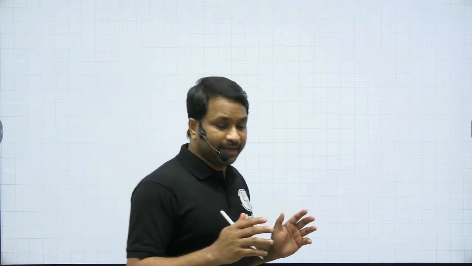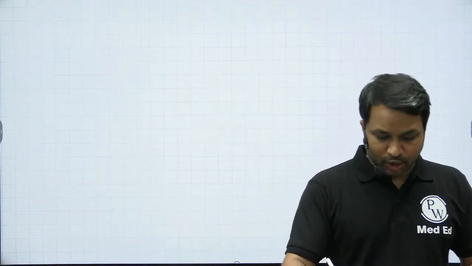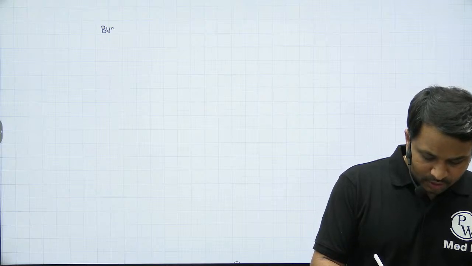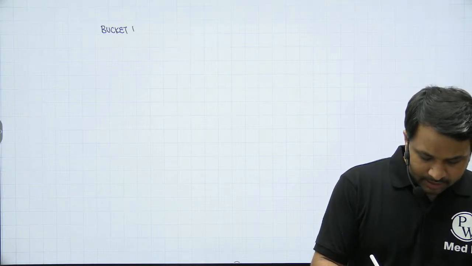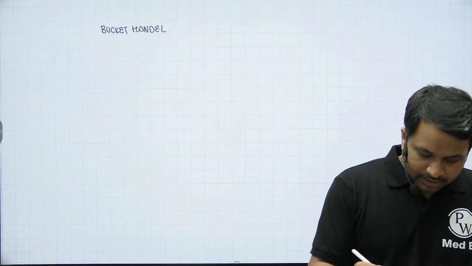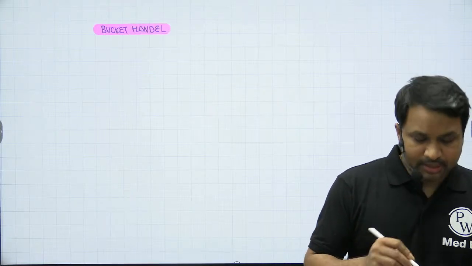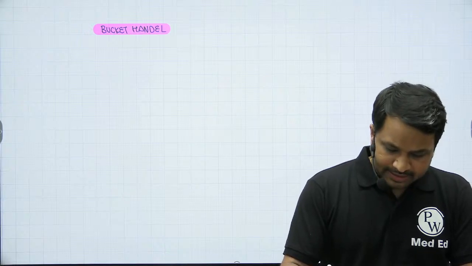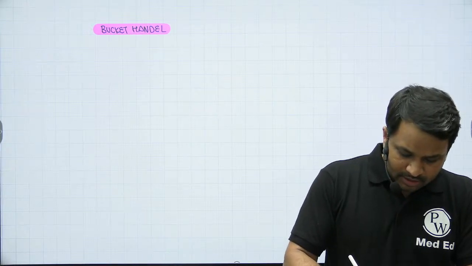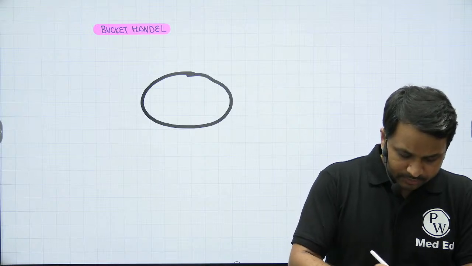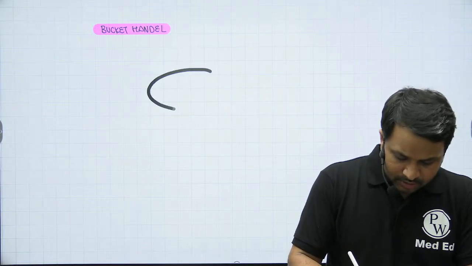What is it that is changing? Any idea? In order to understand the whole concept, you need to understand a small analogy, which is your bucket handle analogy. So let's understand what this bucket handle is. To understand the bucket handle, let's say that this is the bucket that we're talking about. I'm going to equate each single component. So this is how the bucket would look.